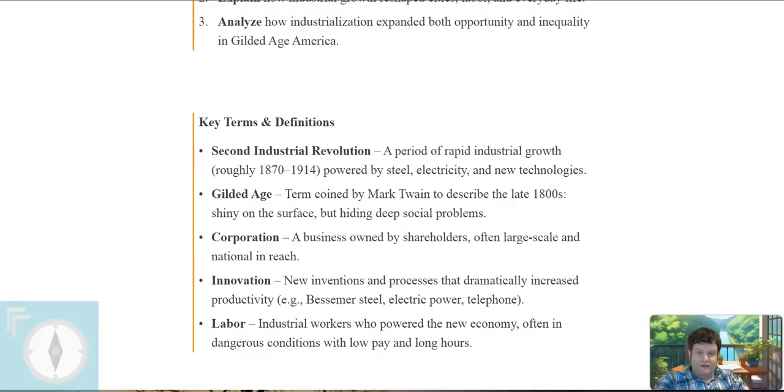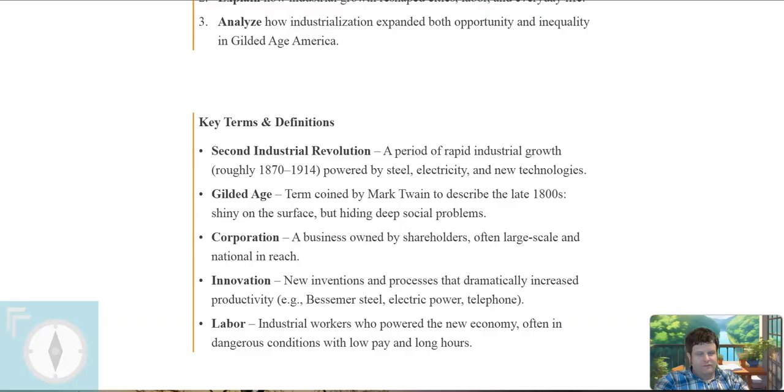First up, we have the Second Industrial Revolution. This is the American Industrial Revolution. This is a U.S. history lecture, in case you didn't know that. The Second Industrial Revolution is a period of rapid industrial growth, roughly from 1870-ish to 1914. Primarily steel, electricity, and emerging technologies play a role in this.